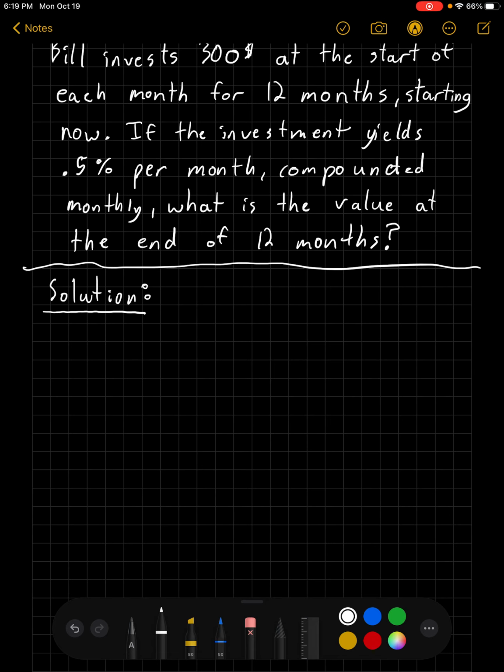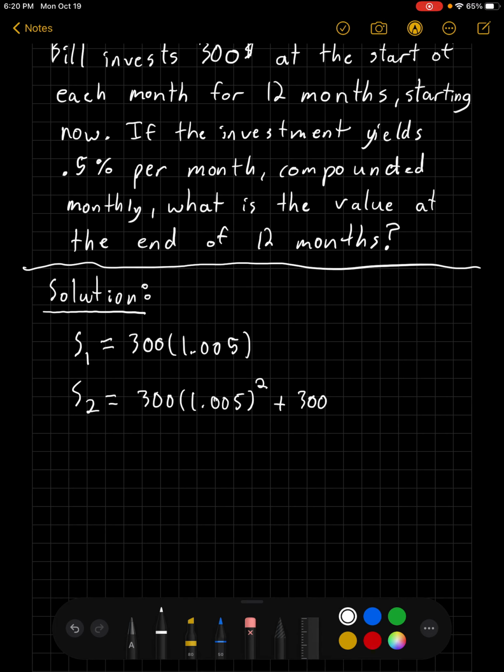So I'm going to let S of n, I'm going to set this up. At the end of the first month, he has the $300 he's deposited, but then he also gets this boost of interest, 1.005, on what he's deposited, right? And then the second month, he has the same idea, except what was in there now gets a second boost. And then he also deposited $300 at the beginning of the second month. So at the end of the month, he gets an interest boost on that as well.